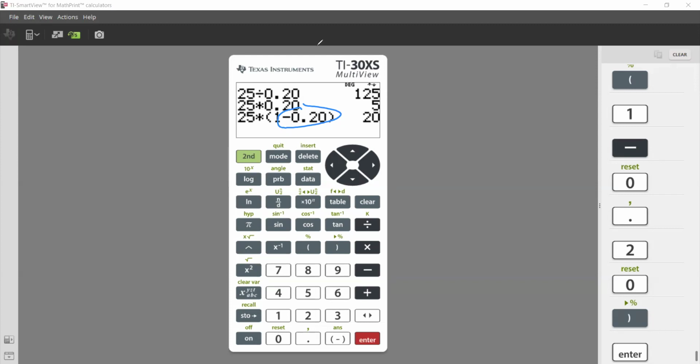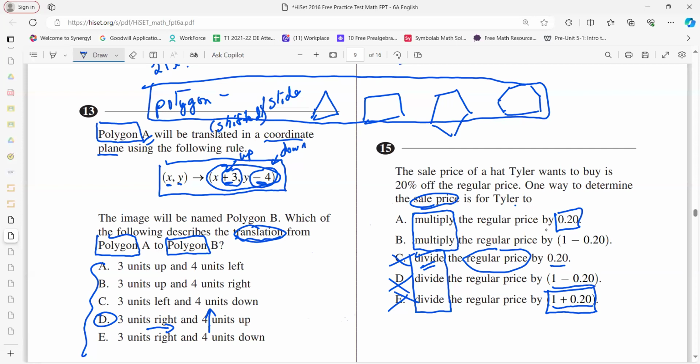Now, back to this problem here. I want to get down to why this works. When we say 1 minus 0.20, the way I would look at this is when it says 20% off, if I have hair that's 10 inches long and I cut 20% of my hair off, I'm going to cut off 2 inches of my hair, right? So now it'll be 8 inches. Does that kind of make sense?